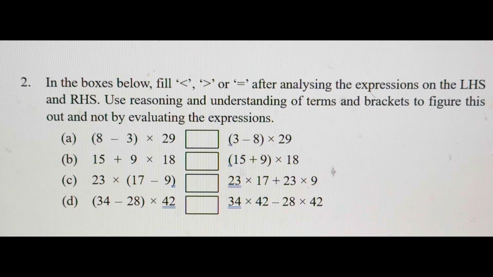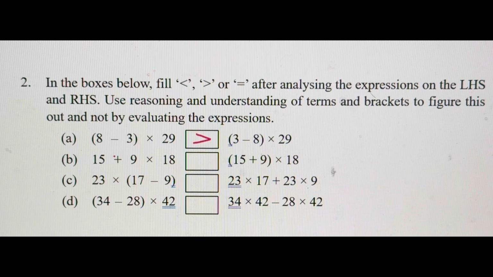So if I see the first question, this is (8 minus 3) into 29. Is this greater or less than (3 minus 8) into 29? Now if you see, 8 minus 3 will be 5 and 3 minus 8 will be minus 5. If you multiply any number with a negative number, the answer will be negative, and all negative numbers are smaller than all positive numbers. Here on the left you will get a positive number and on the right hand side you will get a negative number. So naturally this is greater, right? So you can just decide like that.